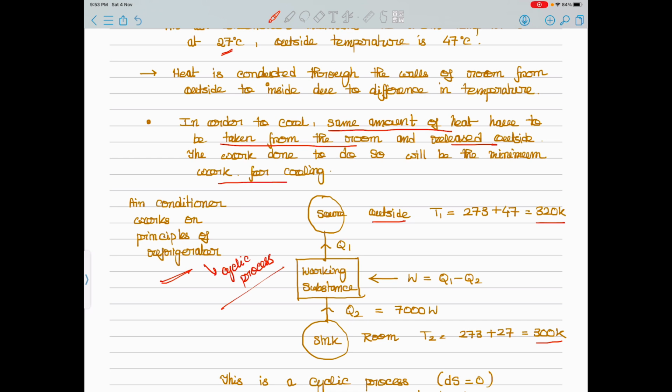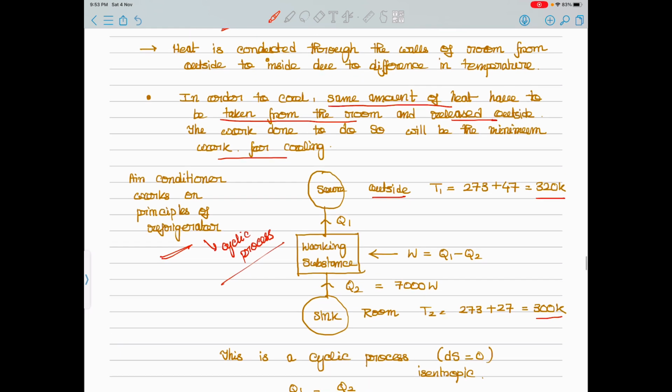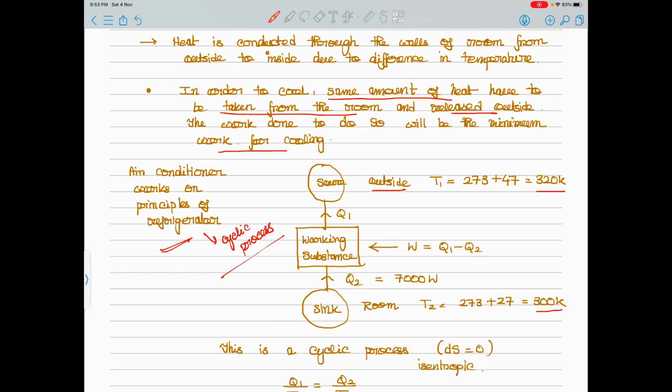The air conditioner compressor will do the work, and what it will do is that whatever heat is coming from outside to inside, it will throw away that heat to the outside using the compressor and maintain the room temperature at 27 degrees Celsius. So the amount of work which is required to be done by the compressor to maintain the temperature of the room is nothing but the minimum work done, which is Q1 minus Q2.